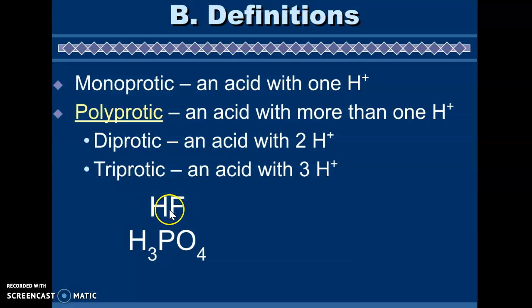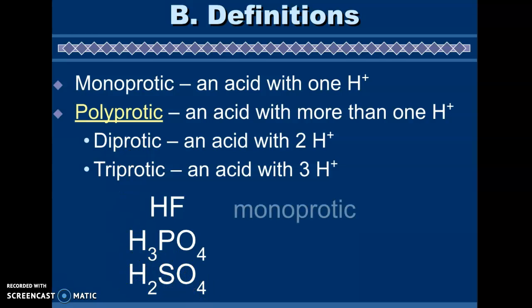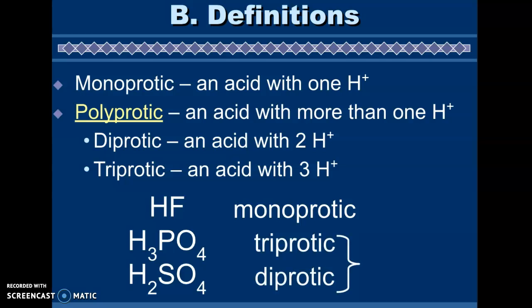HF, hydrofluoric acid, is considered to be a monoprotic acid because there's only one H, only one proton. Whereas phosphoric acid has three protons. So this is like a 3 for 1 kind of deal at the grocery store, where you have 3 protons for one molecule, and here you only have 1 proton for one molecule. You could also have sulfuric acid, which is diprotic because there are 2 protons on this acidic molecule. Triprotic and diprotic are both considered polyprotic, meaning it just has more than one.